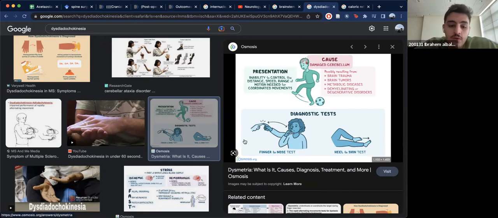And this is compared to the Romberg test, which tells you that there is a dorsal medial lemniscal pathway problem. Both are responsible for proprioception. However, the cerebellum is responsible for the unconscious proprioception. It's important that you are good with this.